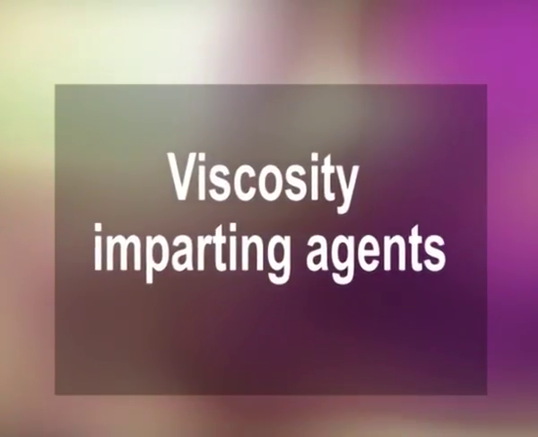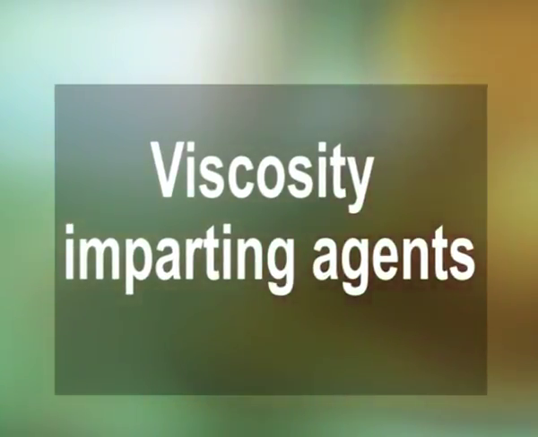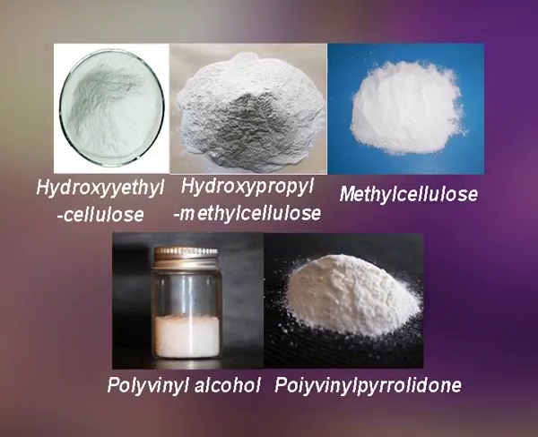Viscosity imparting agents. Our next additive is viscosity imparting agents. These agents are used when it is desirable to increase or to decrease the viscosity of a liquid. They are also called thickening agents. Viscosity imparting agents are of two types: a viscosity modifier, and second, a viscosity enhancer. Most commonly used viscosity imparting agents are hydroxyethyl cellulose, hydroxypropyl methyl cellulose, methyl cellulose, polyvinyl alcohol, polyvinyl pyrrolidone.